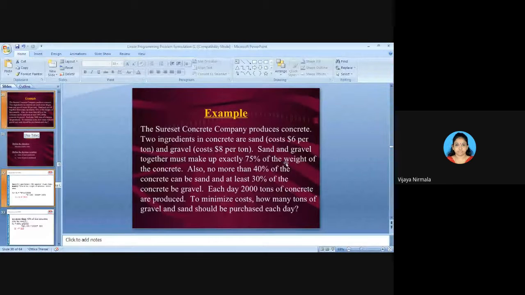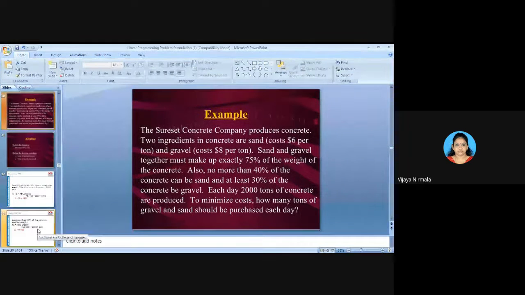Up to here the problem is finished, right? 75% of the weight of concrete, up to here you wrote. And the other one they are saying: also no more than 40% of the concrete can be sand. No more than 40% of the concrete can be sand.